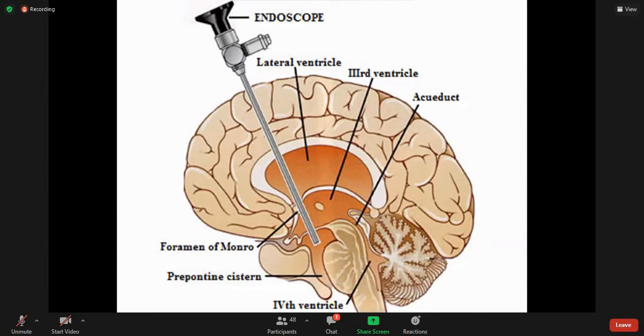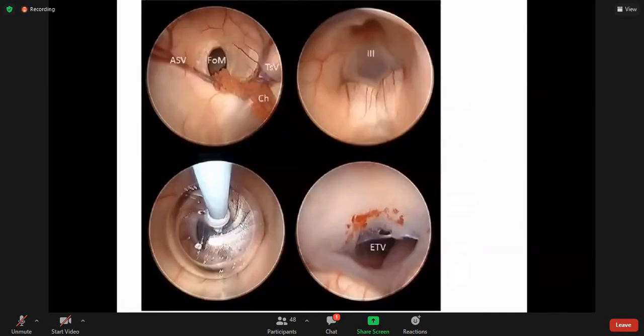there is a disturbance in the absorption. There is no obstruction within the ventricular system, and actually the disturbance is within this space where the CSF is absorbing, then we can't do this procedure. Okay, these are some live pictures of endoscopic third ventriculostomy, just for your interest.